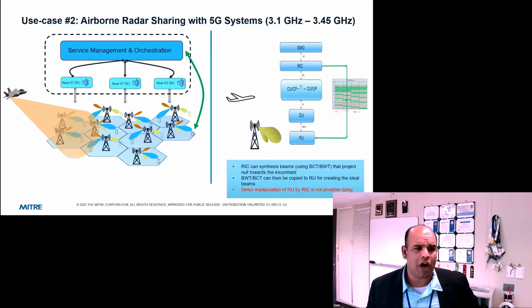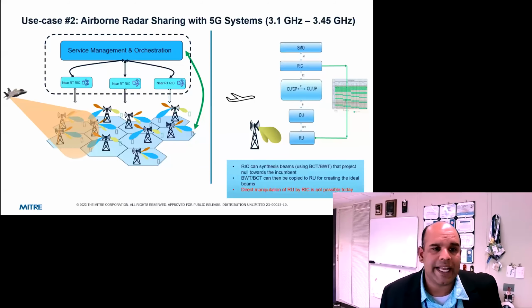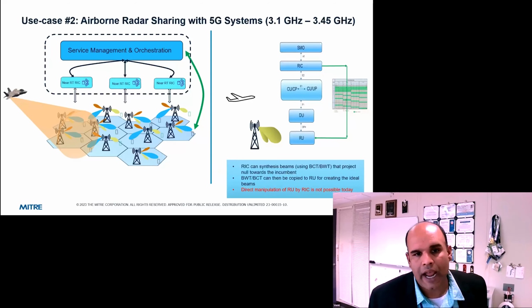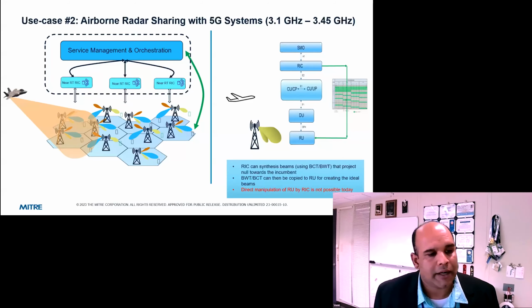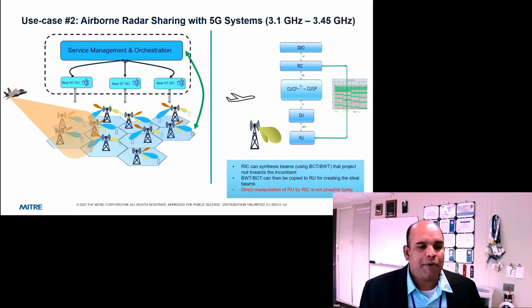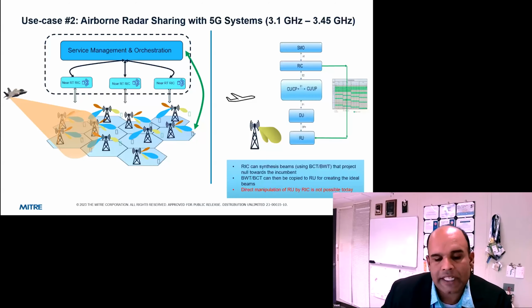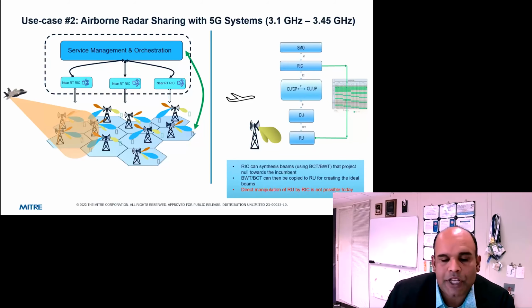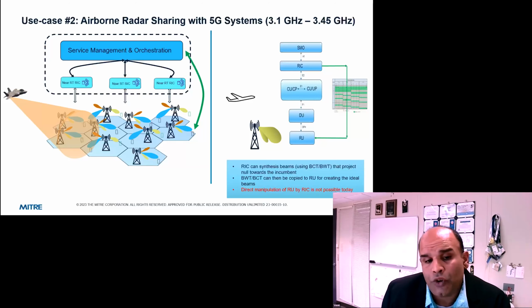The second one is going to be a little bit more complicated, which is the sharing between the airborne radar and a 5G system. So you can see that there is an airborne radar that is flying over a geographic region, and you have all these base stations that are transmitting. The important aspect here is that because the base stations are at an elevation with respect to the users, the transmitting beams are all pointed downwards. So there's no issue from the main lobe of those transmissions.